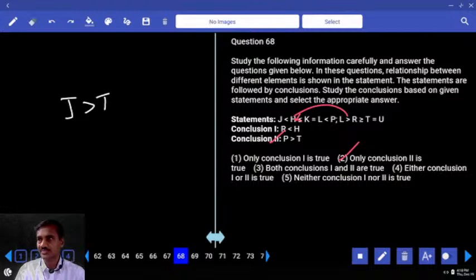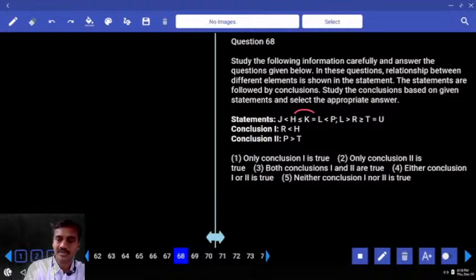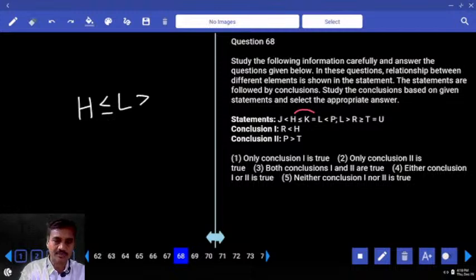Then 68, R and H. Now between H and R, H is here, which letter is common? L. H to L lesser than or equals to L to R, it is greater than. Two opposite symbols, no relation between these two.